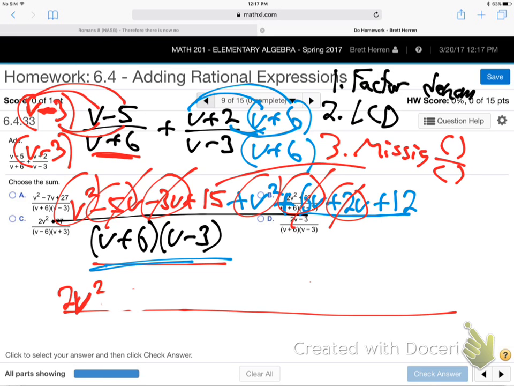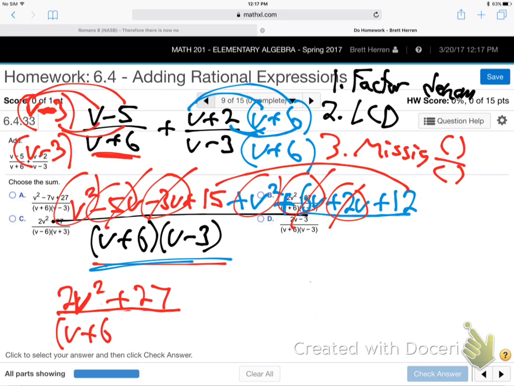And lastly, 15 and 12. Is that 27? I have this big old bar. We don't need a big old bar. 15 and 12 is 27. The bottom is V plus 6, V minus 3. And we're done. Is it getting more comfortable? Questions on that one?